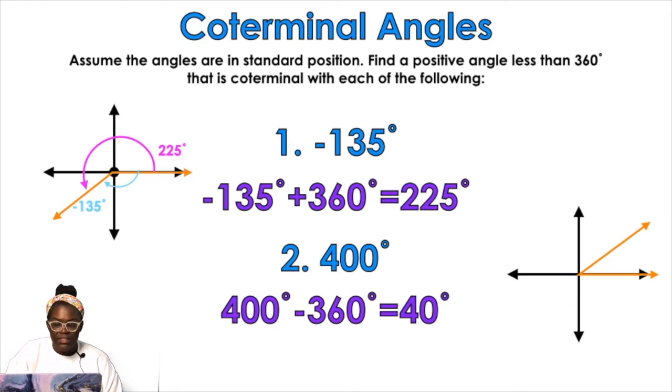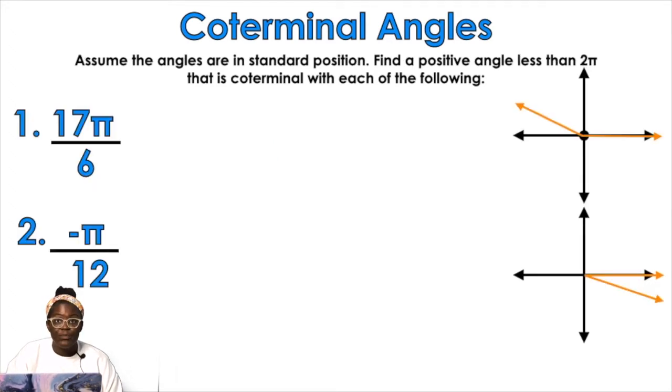Now, if we look at the 400, 400 looks like this. I go around, but if I didn't go around more than once, I would just do that little blue area, and that would just be 40 degrees. Okay, now let's talk about coterminal angles if they're starting with radians.